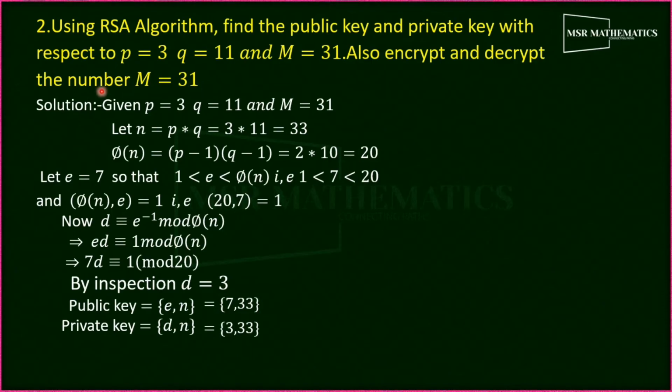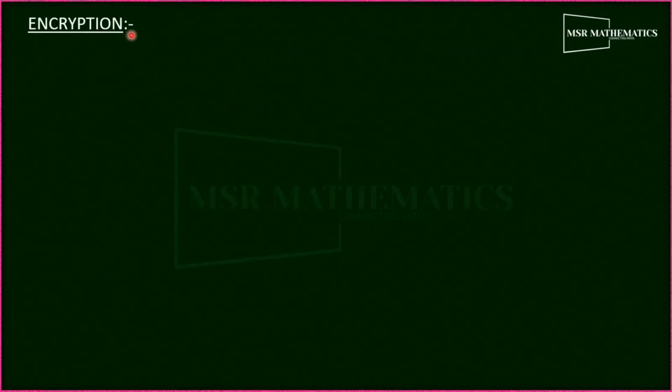That's the next procedure. Here for the encryption, the formula is given by capital C is equal to capital M power E under modulo N. Here we know that M value is 31, E is 7. So substituting those values we get capital C is equal to 31 power 7 under modulo 33. Here N is 33. Next step, we have to find the value of 31 power 7 under modulo 33. So C is 31 power 7.